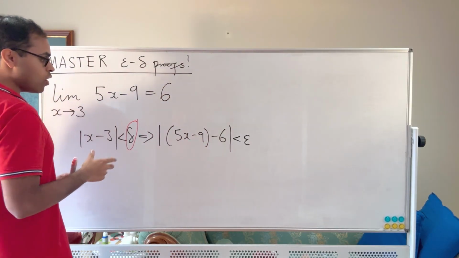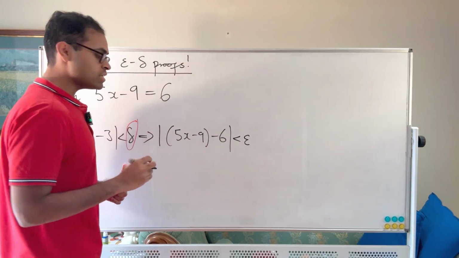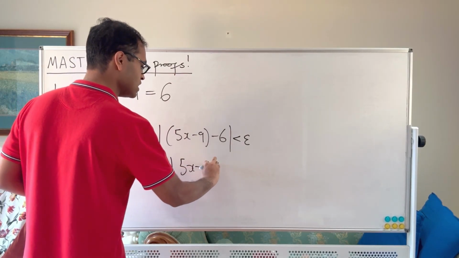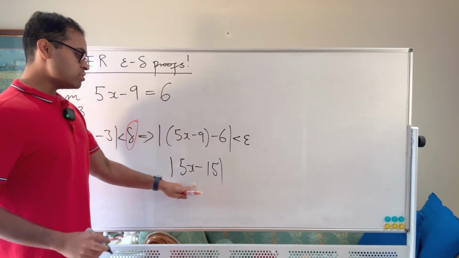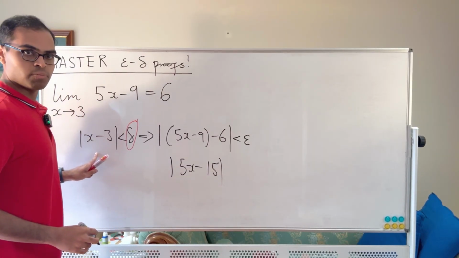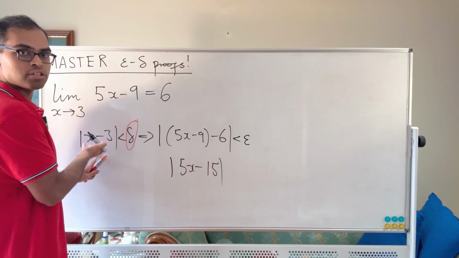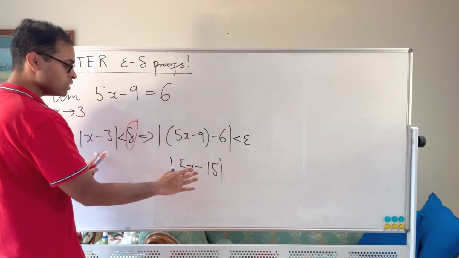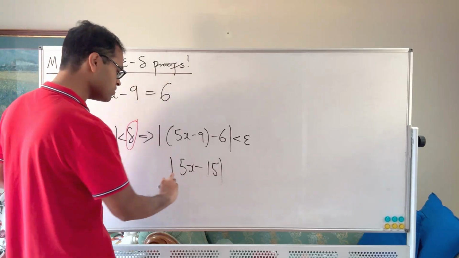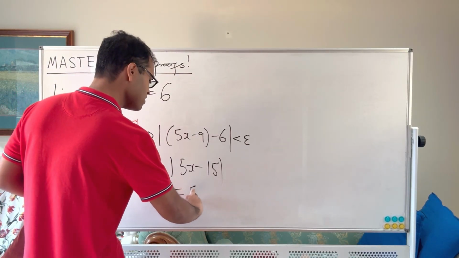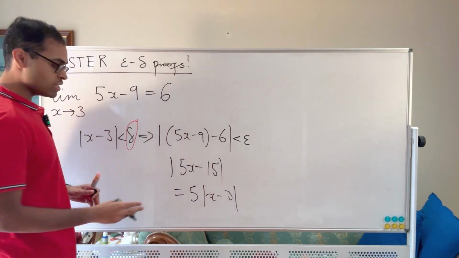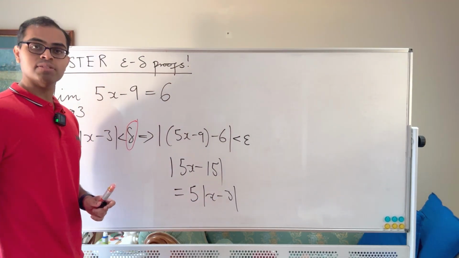So here we're going to say, okay, the absolute value of 5x minus 9 minus 6 is the absolute value of 5x minus 15, okay? And we want to make this small, knowing that absolute value x minus 3 is small. We want to figure out how small this has got to be. So we need to express this in terms of absolute value x minus 3. That's going to be the general philosophy. So we can write this as 5 times the absolute value of x minus 3. That was nice enough that we could express this as 5 times the absolute value x minus 3.